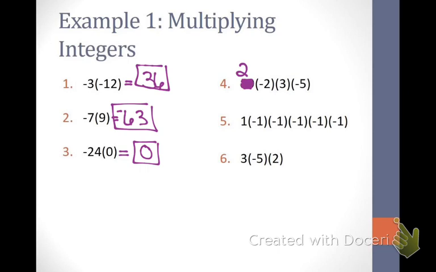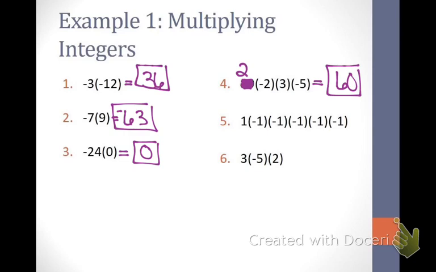All right, so go ahead and try to multiply number 4, all 4 of those numbers together. 2 times 2 is what? 4 times 3? 12 times 5. 60. So here's my question. Is my answer positive or negative? Positive. Why? Even number of negatives. Okay, so I'm specifically counting how many negative signs are in the expression. There's only 2, so my answer is positive. Go ahead and do numbers 5 and 6.